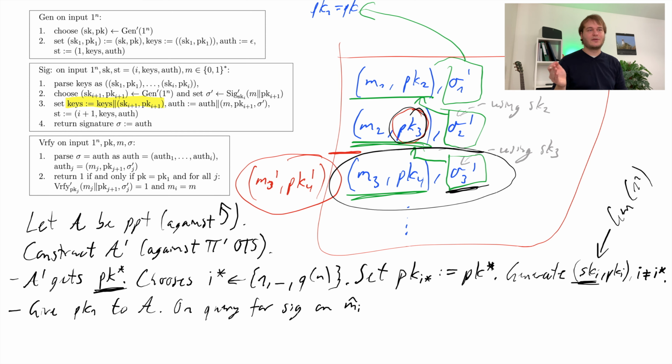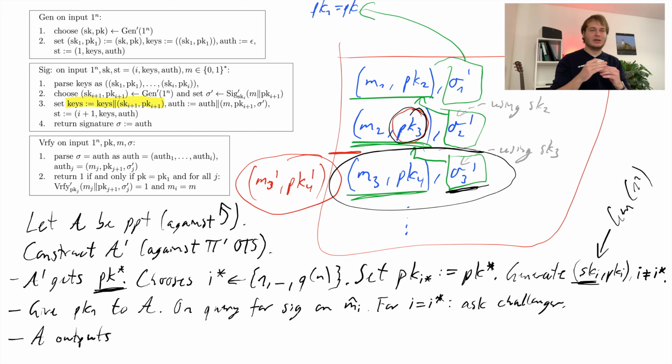So for the i star query, we would have to use pk i star, where we don't have the secret key, so there we ask our challenger. And all the others we can just generate honestly, because we have the secret keys. So eventually A will output a candidate forgery. And this candidate forgery will be like a whole chain of signatures, because the signature in the scheme that A is attacking needs to be like a chain of signatures that begins at pk.